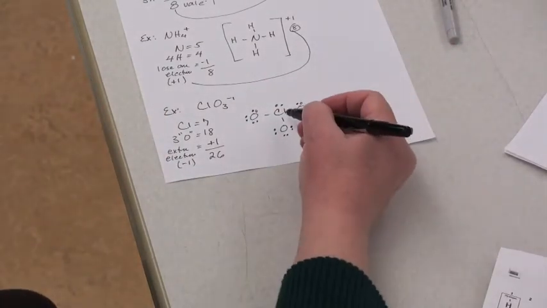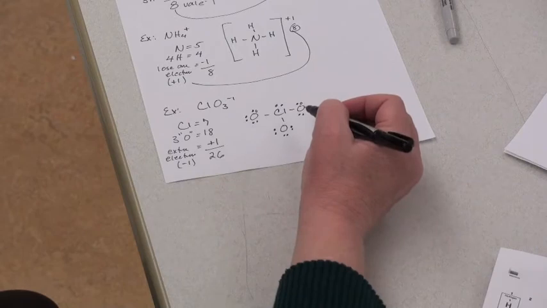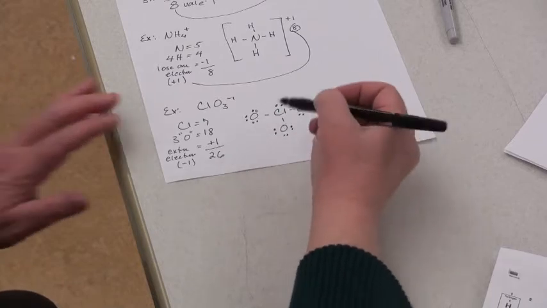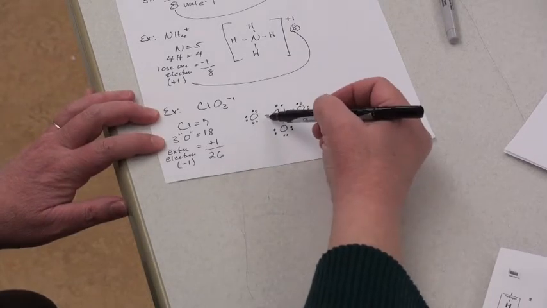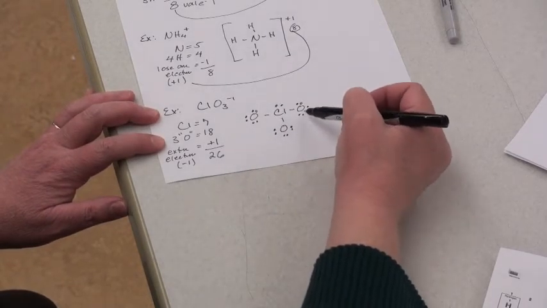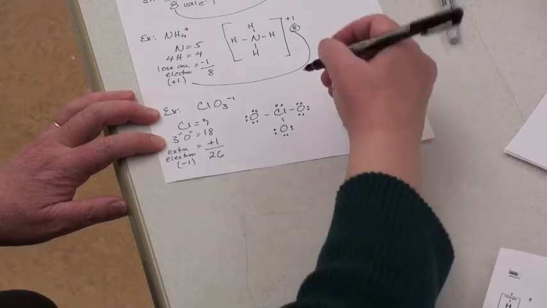All right, now we've got the central atom in the middle, single bonds everywhere, and every atom has its stable octet. So now let's count up and see if it adds to 26. 2, 4, 6, 8, 10, 12, 14, 16, 18, 20, 22, 24, 26. We're good.